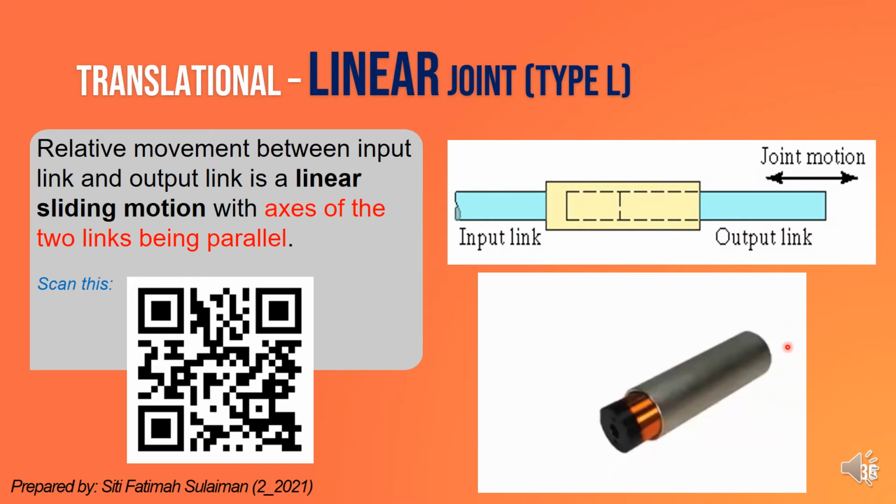For this picture, the moving part for type L joint is this one. So this is the moving part, the blue one. Okay, so in order to view the video, I suggest you scan this QR code.